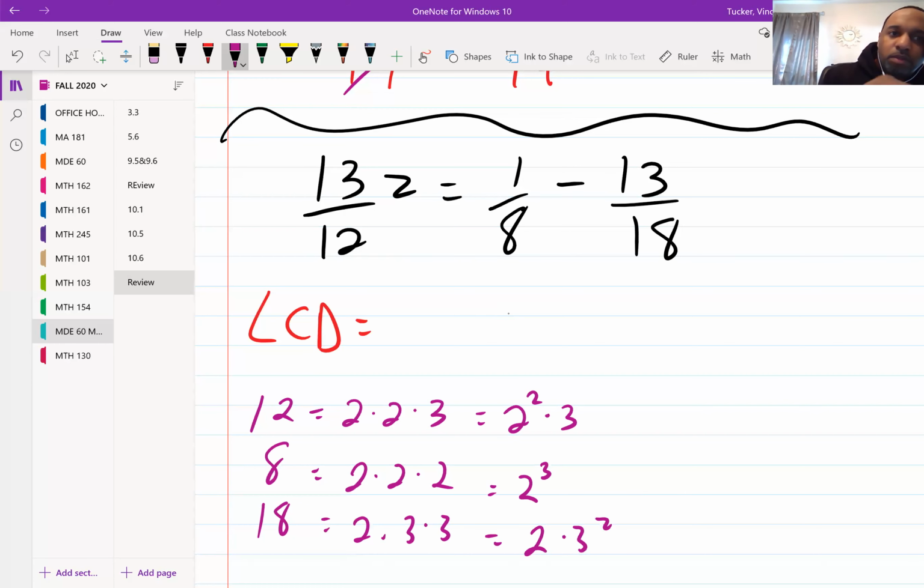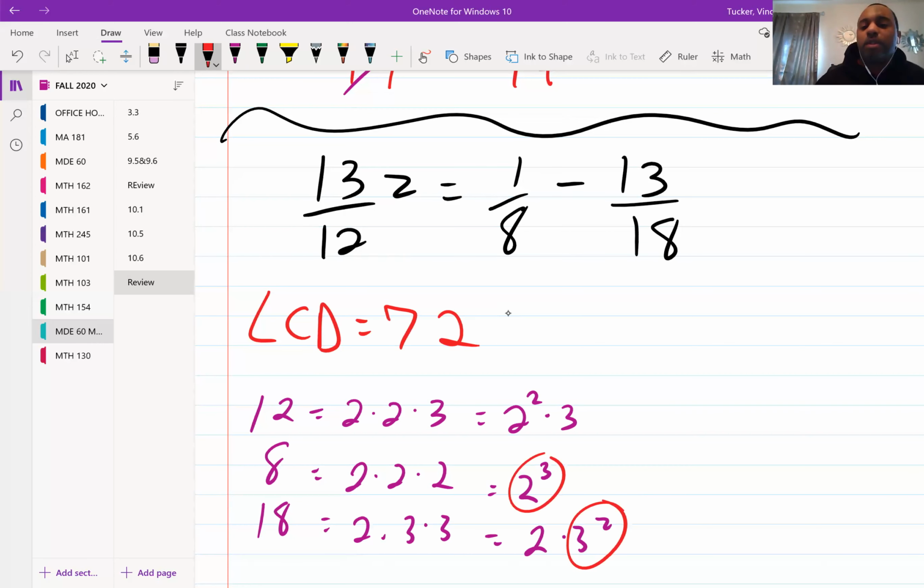Okay, so the LCD is going to be 2 cubed. Okay, so I was right. I was saying 72. Yeah. I said 72 in my head, but I wanted to make sure. So 72 would be that for us.